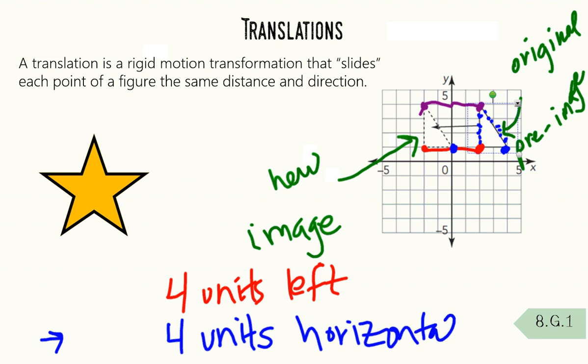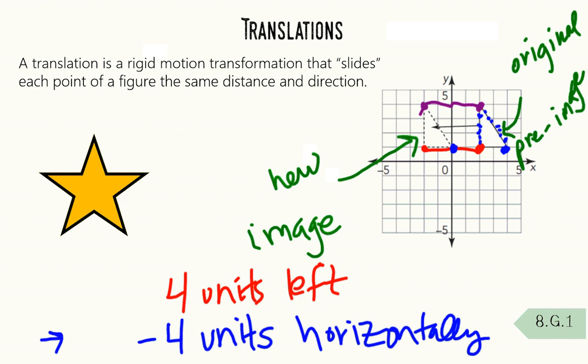Now, horizontally could mean left and it could mean right. So I have to think about, is this a positive 4 units or is this a negative 4 units? On our coordinate plane, left and right, moving to the right is considered positive movement. Moving to the left is considered negative movement. So since I am moving my shape to the left, I know that this is negative horizontal movement. So I can't just leave this statement how it is now, move 4 units horizontally. That implies that I'm moving to the right.